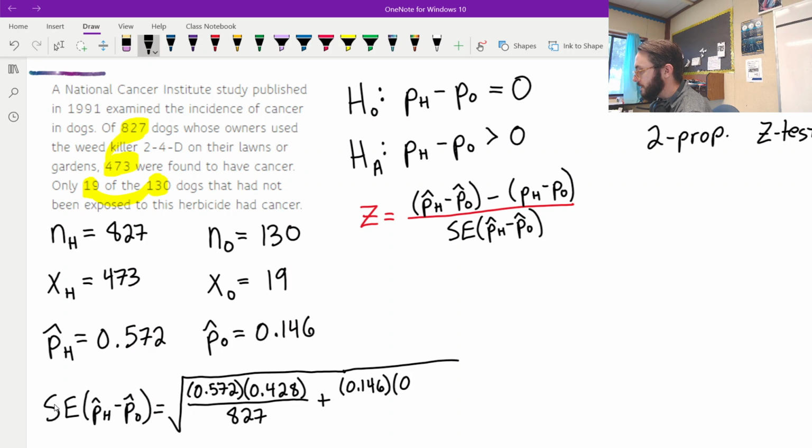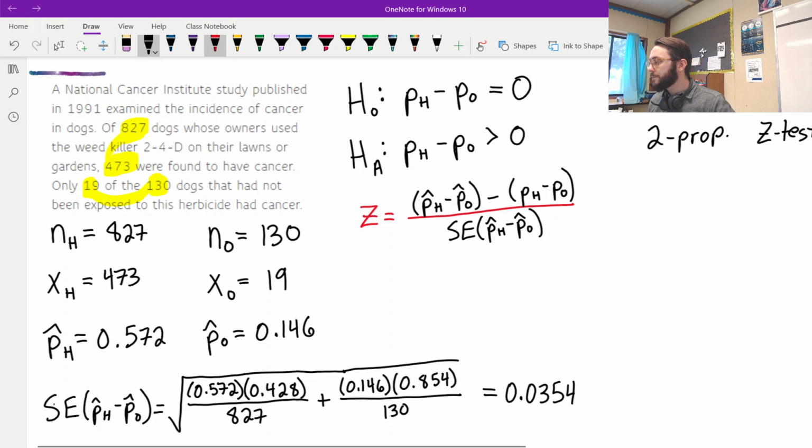0.146 times 0.854 divided by 130. Okay, and when we calculate all of that, we get a standard error of 0.0354. Okay, so let's put our numbers into our z-score.